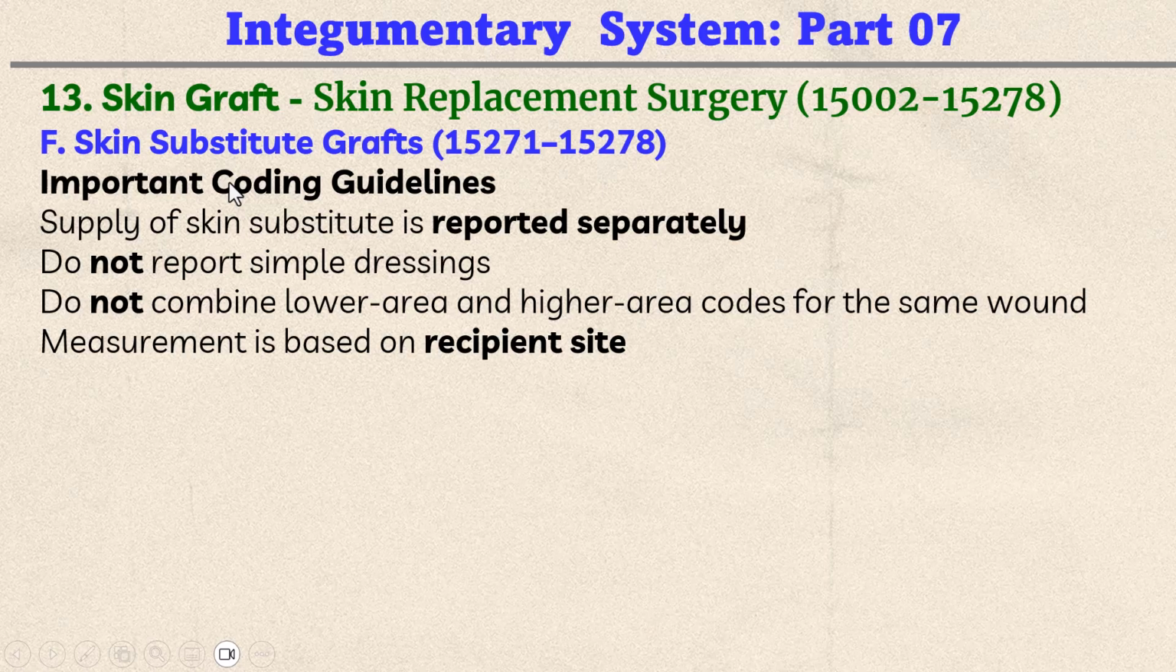So the important coding guidelines include: supply of skin substitute is reported separately. Do not report simple dressings. Do not combine lower area and higher area codes for the same wound. Measurement is based on the recipient site. So let's see some examples to understand this.